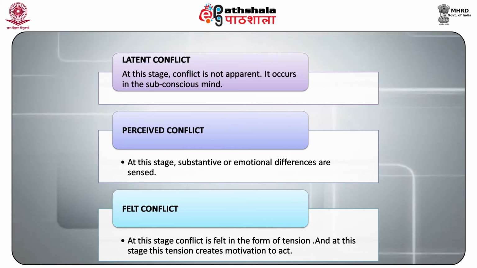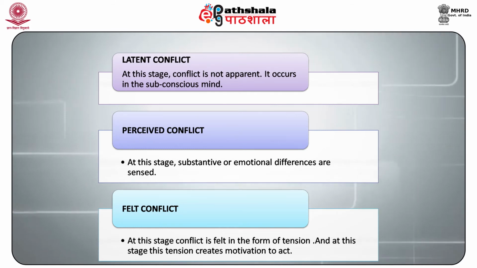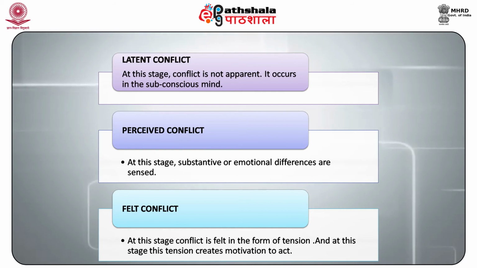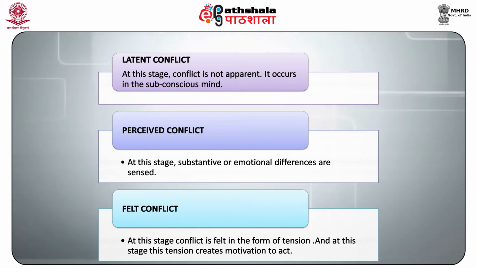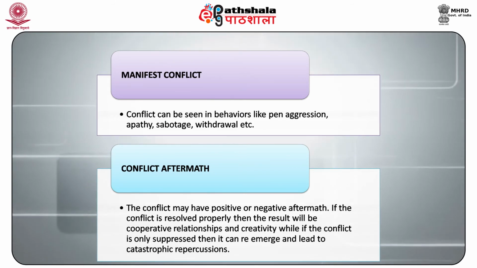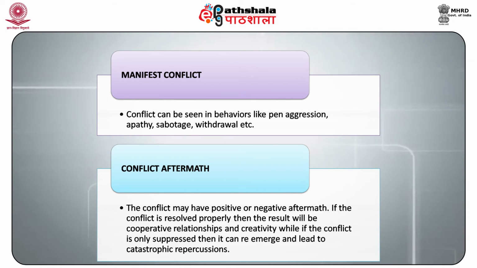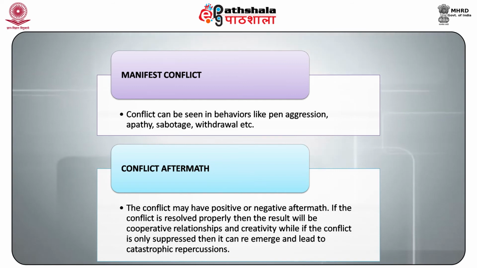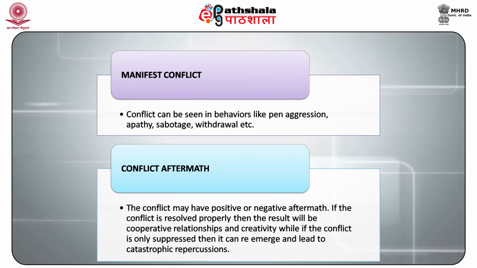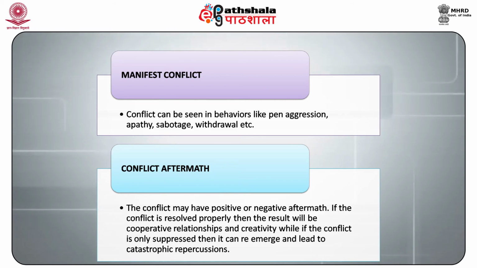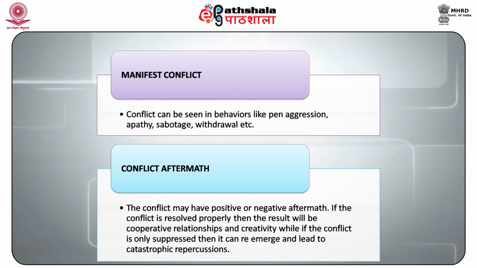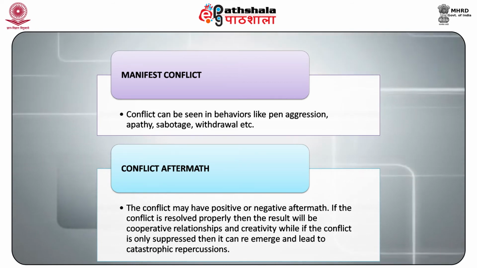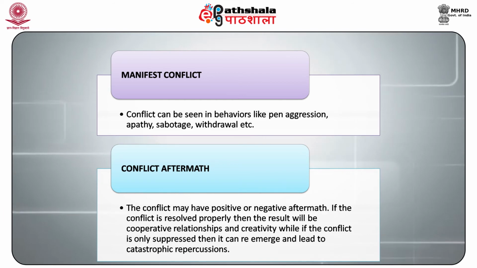Third, felt conflict. At this stage, conflict is felt in the form of tension, and this tension creates motivation to act. Fourth, manifest conflict. Conflict can be seen in behaviors like open aggression, apathy, sabotage, withdrawal, etc. Conflict aftermath. The conflict may have a positive or negative aftermath. If the conflict is resolved properly, then the result will be cooperative relationships and creativity, while if the conflict is only suppressed, then it can re-emerge and lead to catastrophic repercussions.